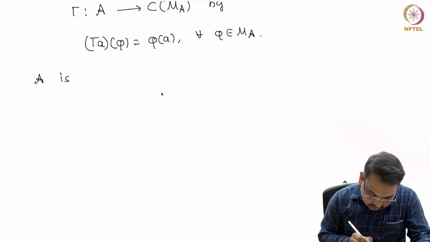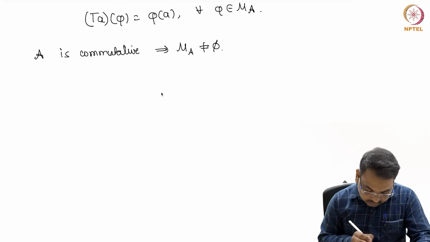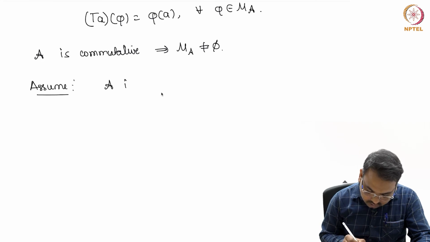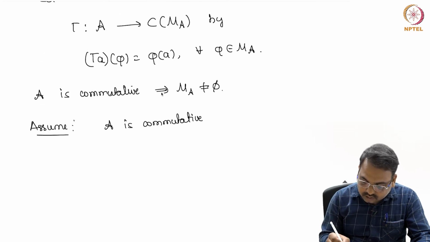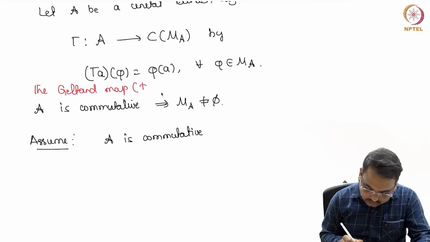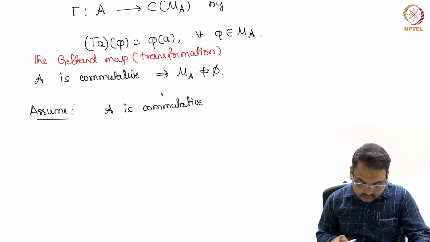So A is commutative. So from now onwards, we assume that A is commutative. So this map we call the Gelfand map, or Gelfand transformation. Okay. Now what are the properties of this Gelfand map?